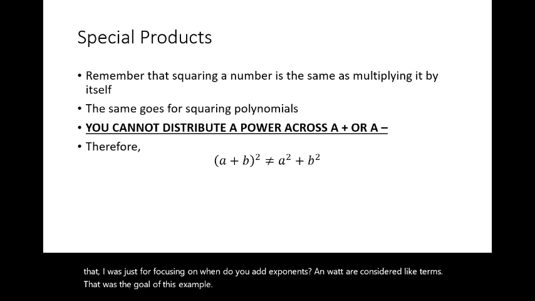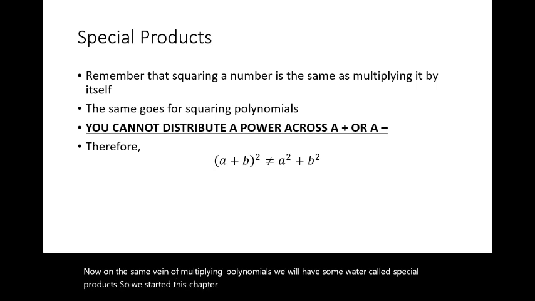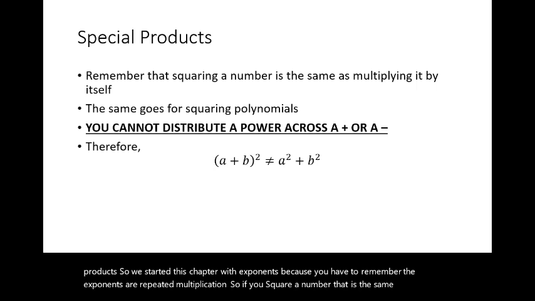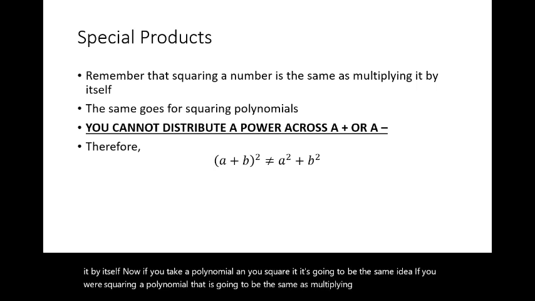Now, in the same vein of multiplying polynomials, we will have some what are called special products. We started this chapter with exponents because you have to remember that exponents are repeated multiplication. So if you square a number, that is the same as multiplying it by itself. If you take a polynomial and square it, it's the same idea: squaring a polynomial is the same as multiplying the polynomial by itself.